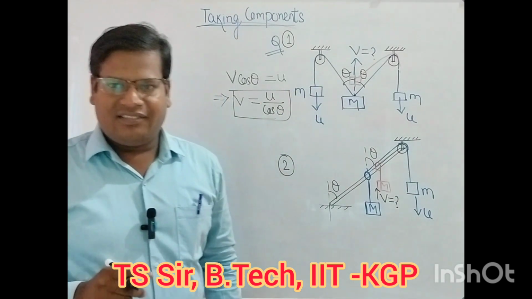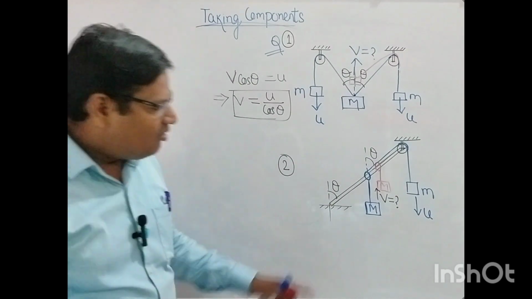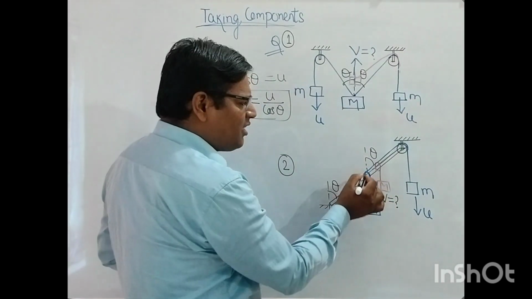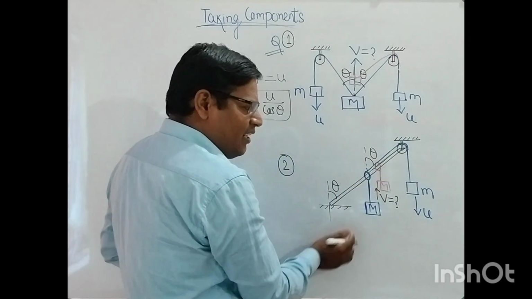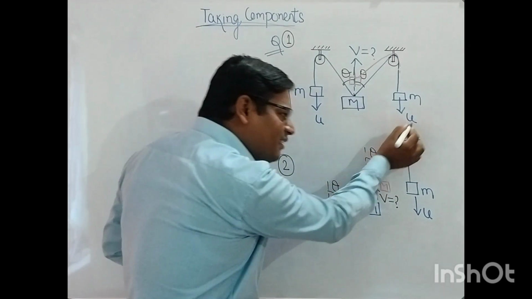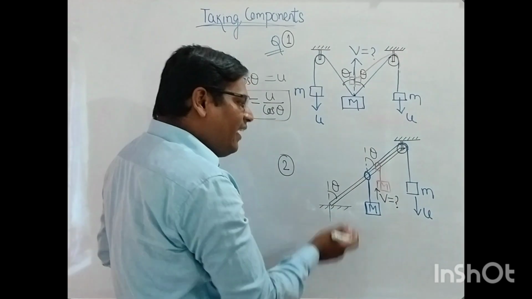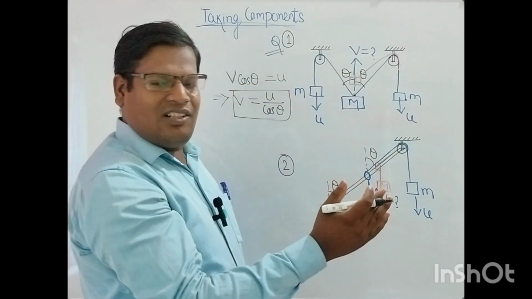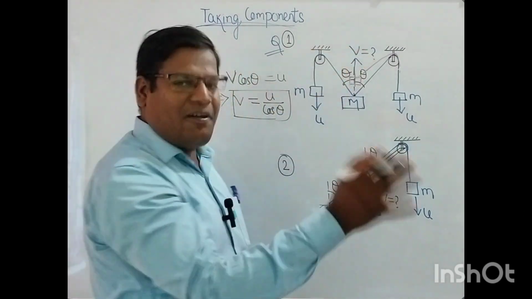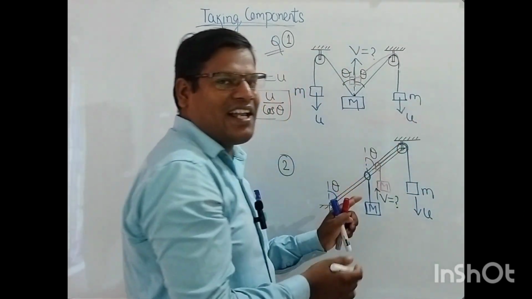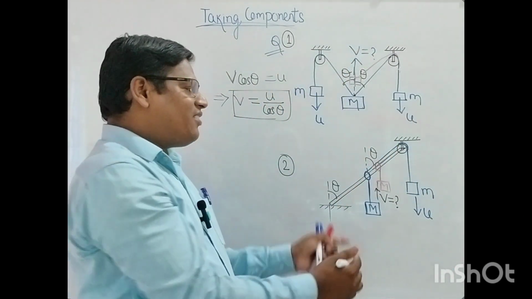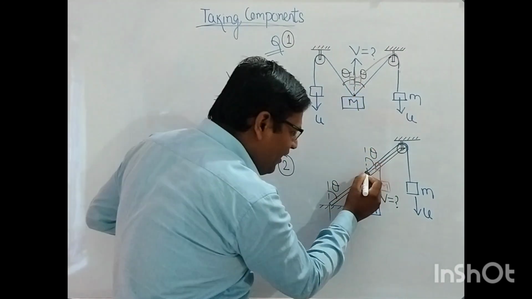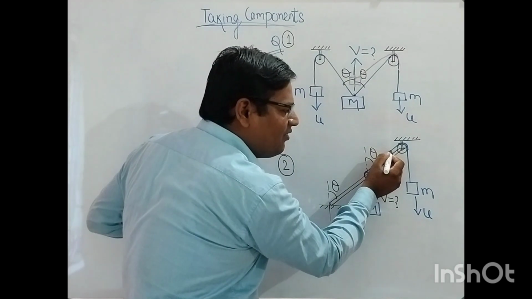Hope it's clear. Acha, now look at this question. Here you see what is the actual direction of motion of the ring. The actual direction of motion of the ring is in this direction, and its effect is the block has to get lifted up. So here the ring is not moving vertically upward. The ring is moving in this direction, but its effect is that the block has to move like this. So the ring has to move like this.